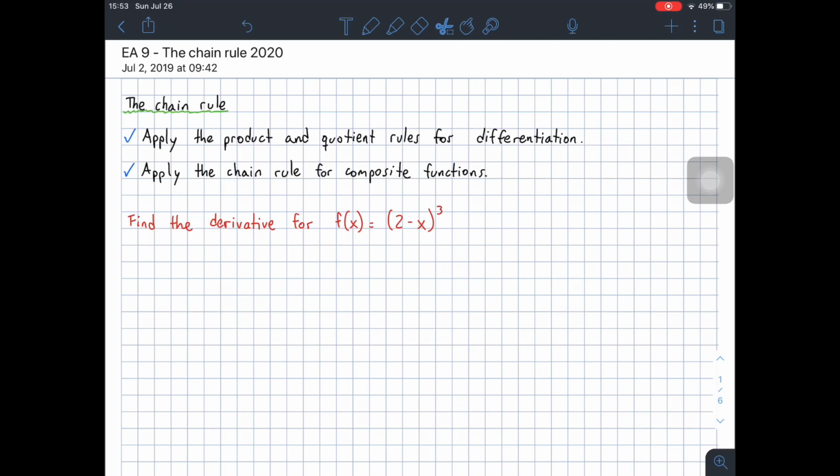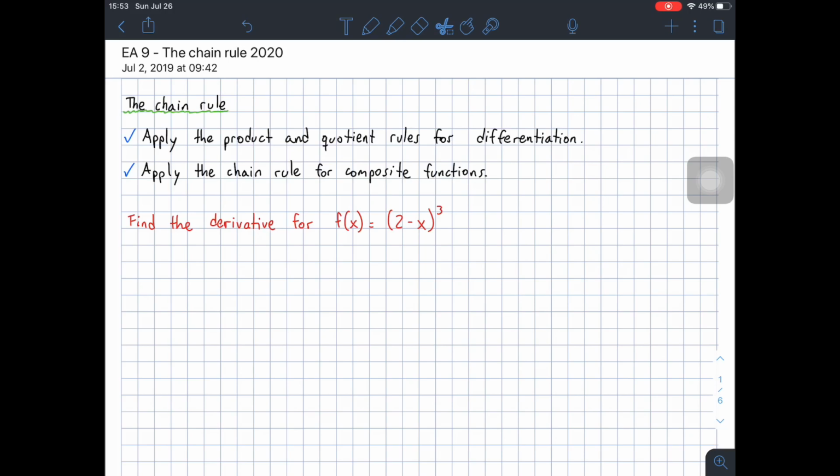Okay, so the objectives for today's class are to first apply the product and quotient rules for differentiation, which is something that you already know. And second, apply the chain rule for composite functions, okay? So there you see kind of an idea of what the chain rule is about, is whenever we have a composite function, okay? So we're gonna review composite functions, which is a topic that we've seen at the beginning of last year.